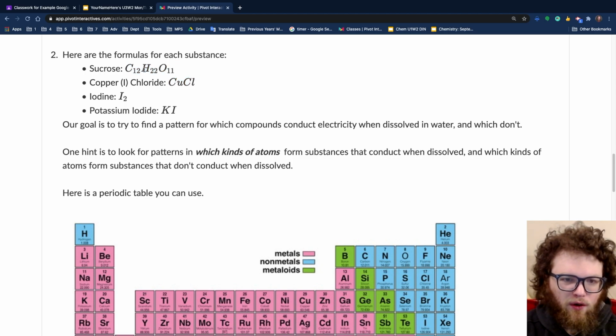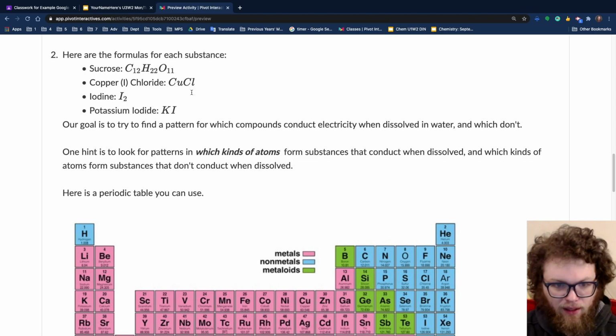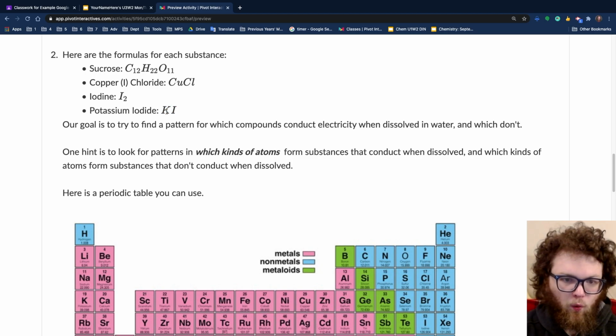So we've got sucrose is C12H22O11, meaning there are 12 carbons, there are 22 hydrogens, and there are 11 oxygens. Copper 1 chloride is CuCl, meaning there is 1 copper and 1 chlorine. And iodine is I2, meaning there are 2 iodines. And potassium iodide is KI, meaning 1 potassium and 1 iodine or iodide ion.